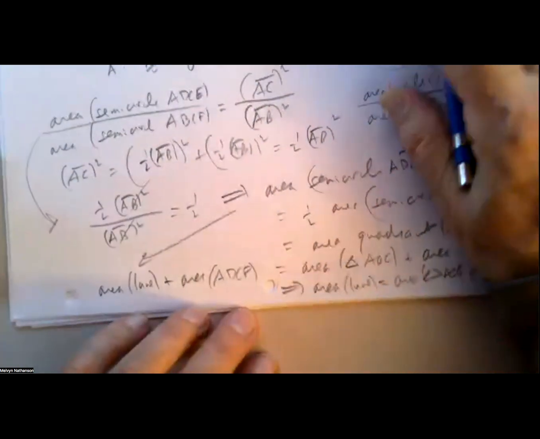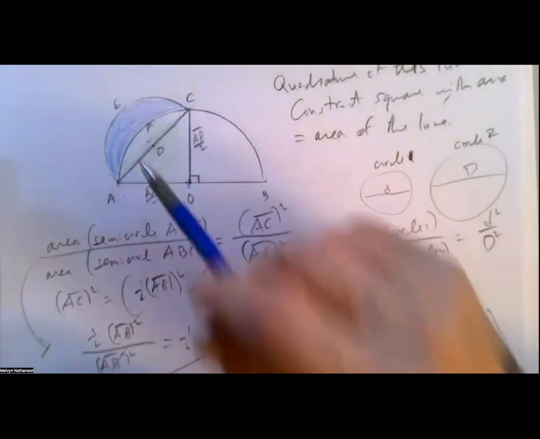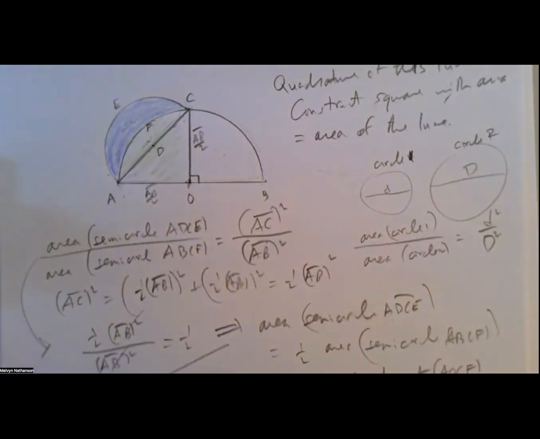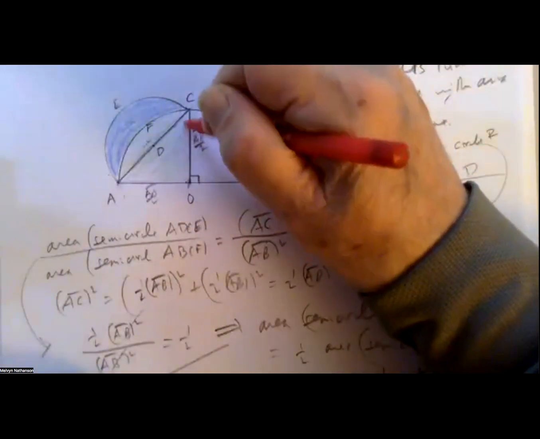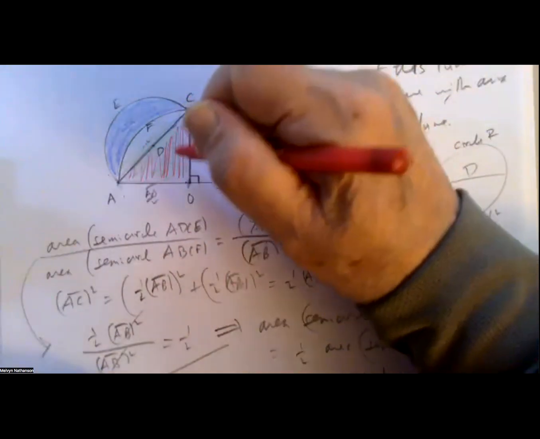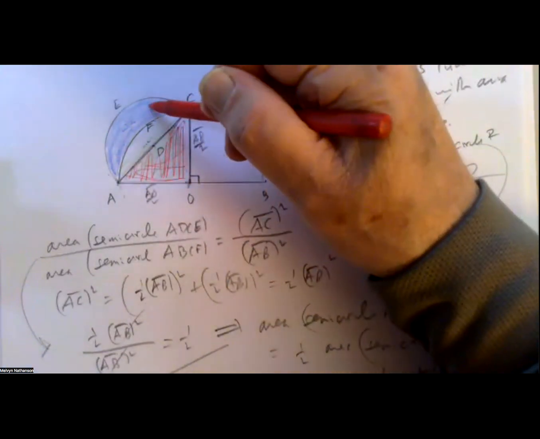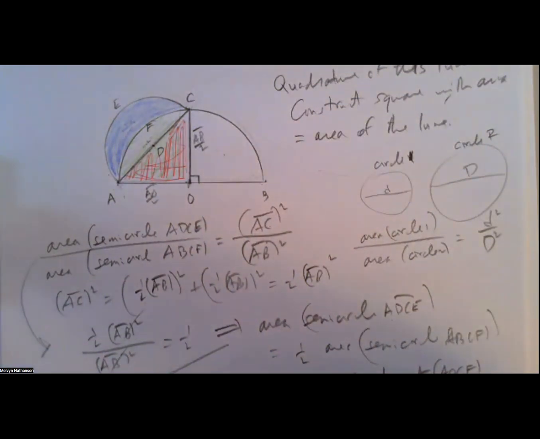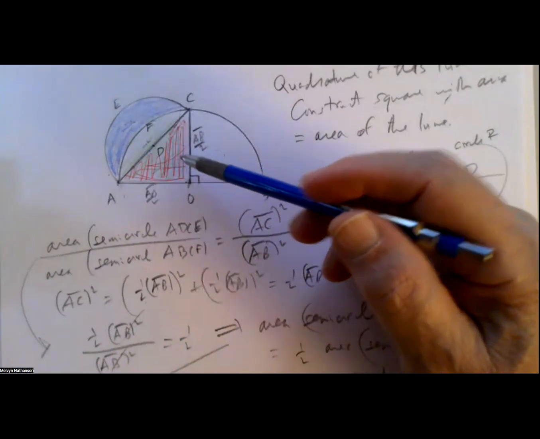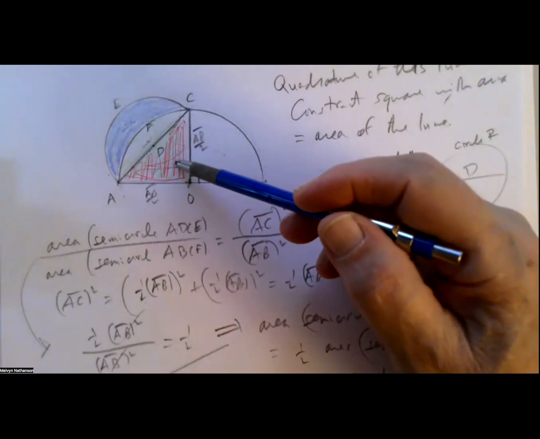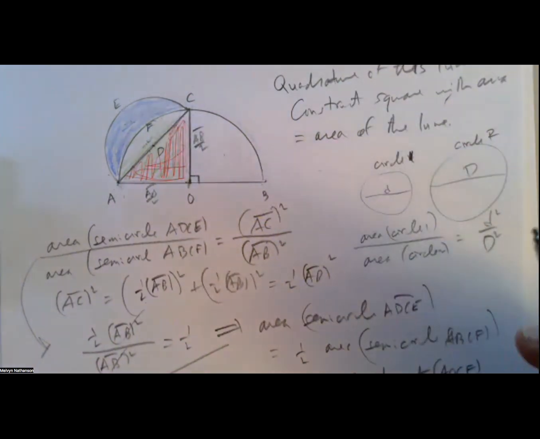And we're done. So we just proved that the area of the blue lune equals the area of the red triangle. And I showed a few minutes ago how to compute the area of a triangle, that is, how to construct a square with the same area as a triangle. So the square with the same area as the red triangle has the same area as the blue lune, and we're done.